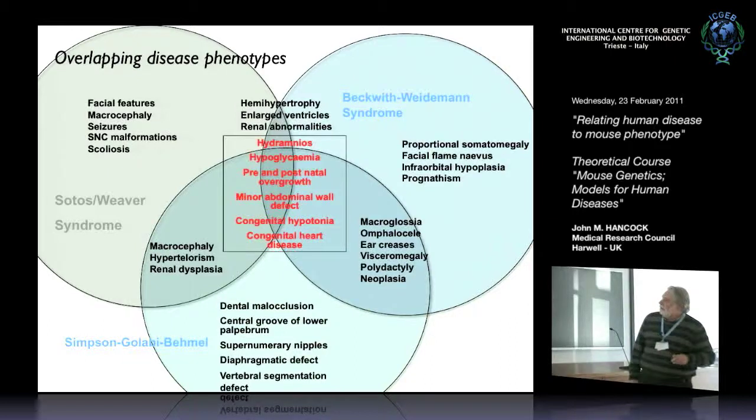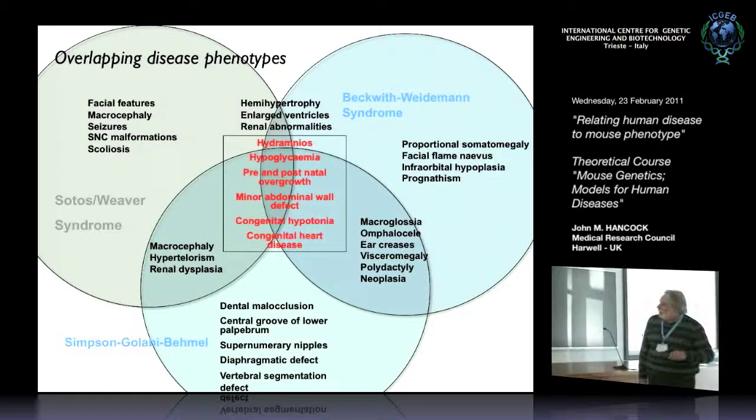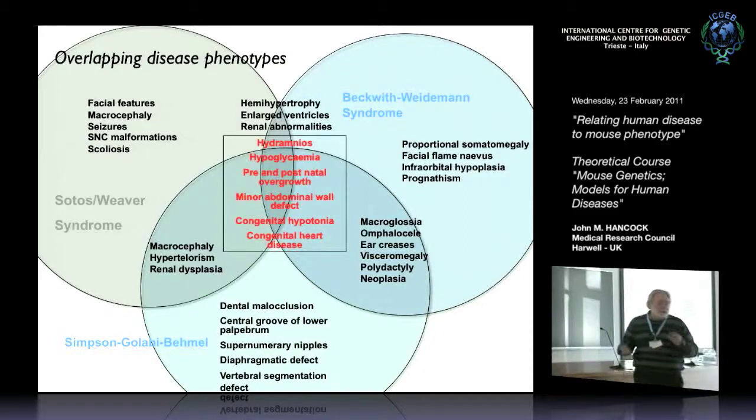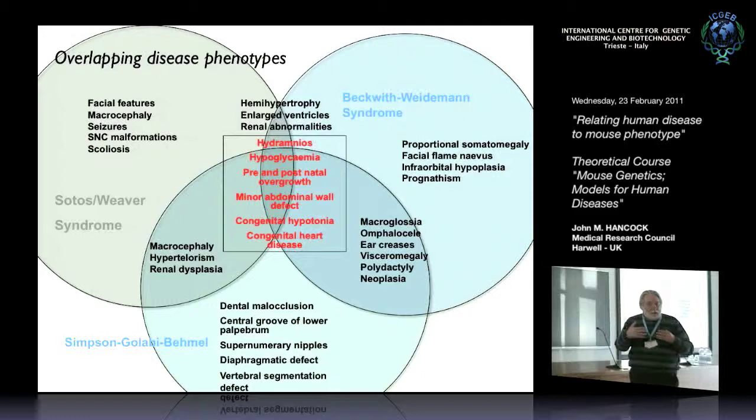These are Sotos-Weaver syndrome, Beckwith-Wiedemann syndrome, and Simpson-Golabi-Behmel. They have unique features, but they also have shared features. The ones in red are common to all of them. And so if you only have information about the red ones, you're never going to be able to distinguish these. And if you don't know which ones are unique and which ones are shared between which, you're never going to be able to relate phenotype information to disease information.